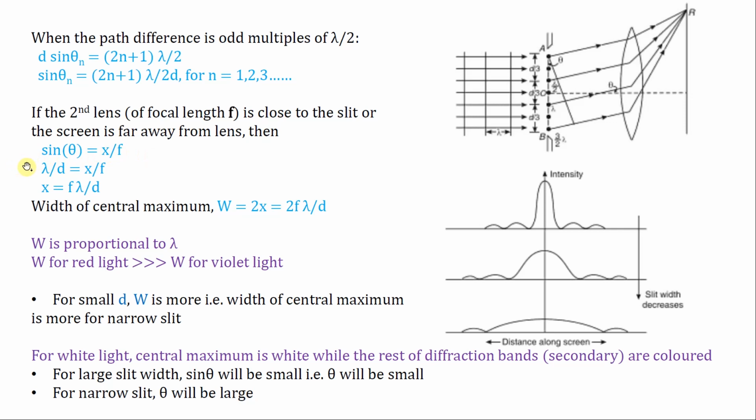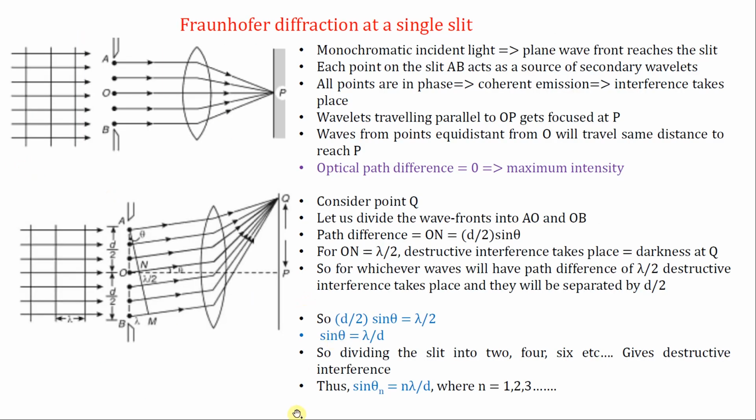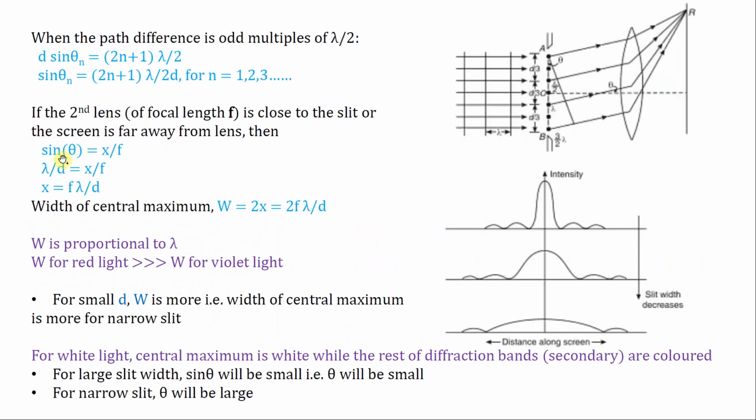But we already know sin theta is lambda by d. We have already seen it here. So for the first destructive interference or the first minima, we get sin theta is lambda by d. So if I substitute it over here, it becomes lambda by d is equal to x divided by f, or x is equal to f lambda divided by d.